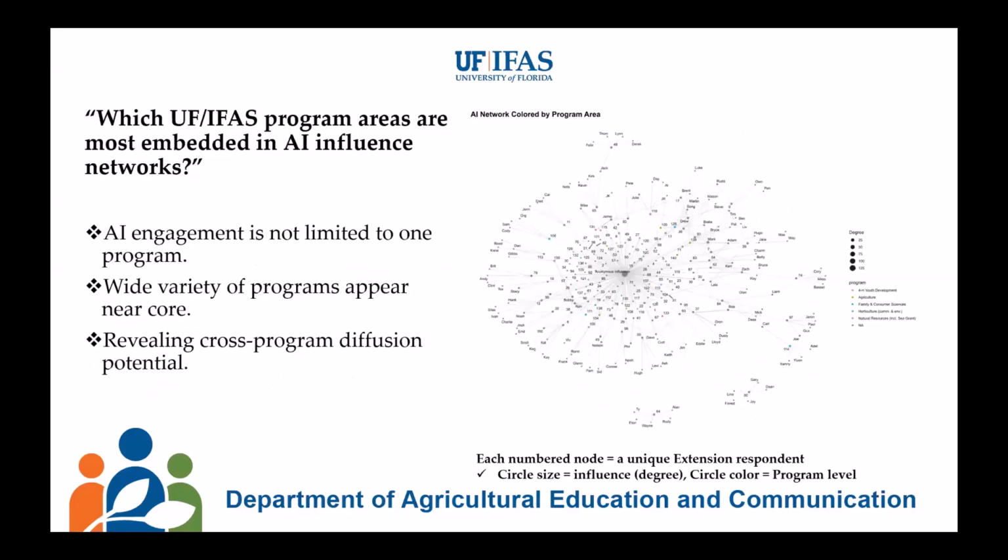The other thing is the programs. Like I said, we have agriculture, natural resources, family and consumer sciences, and different programs. Within the programs, they actually have a really good AI network. Some lag a little behind, but some have advanced. So AI engagement is not limited to one program. It's very engaged within the programs too, and a wide variety of programs appear near the core, which is really about cross-program diffusion potential. So this is another social network map, by program, in AI adoption.